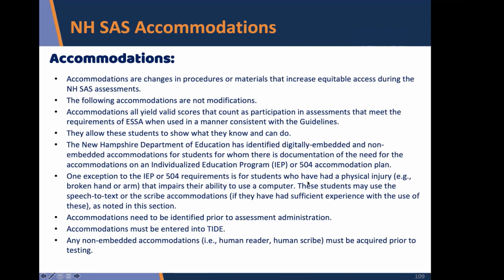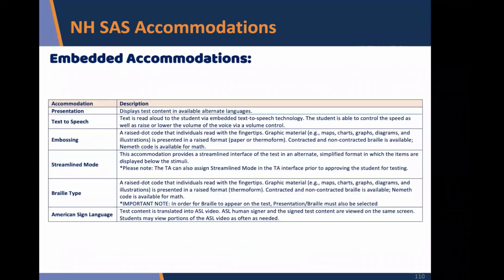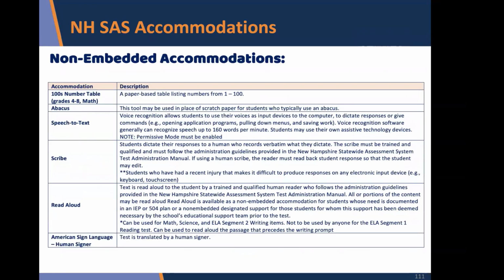Students who have a physical injury may be able to get some of these accommodations, like a scribe or something else, because of an injury that they have and they're not able to access a system like they normally would. So there are two different types. There's embedded accommodations, so here's those. And then there's the non-embedded.